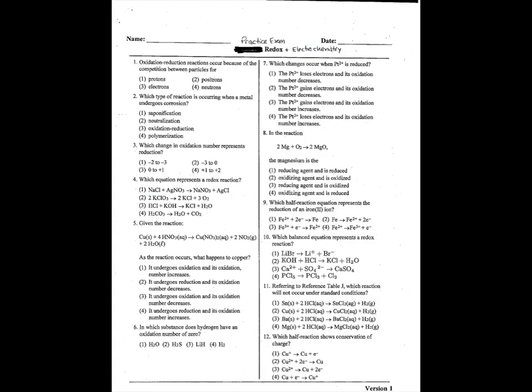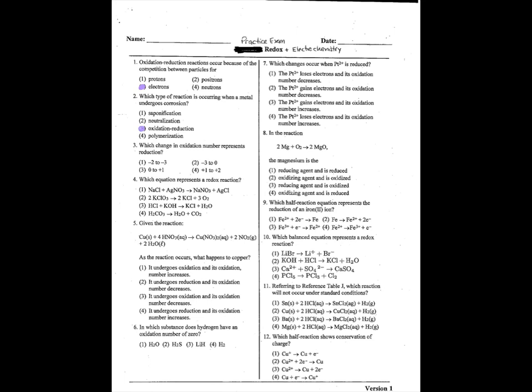Alright, and we're just about halfway through. Oxidation reduction reactions occur because of the competition between particles for electrons. It's always electrons. Number 2, which type of reaction is occurring when a metal undergoes corrosion? I believe we did this already, and that's choice 3.